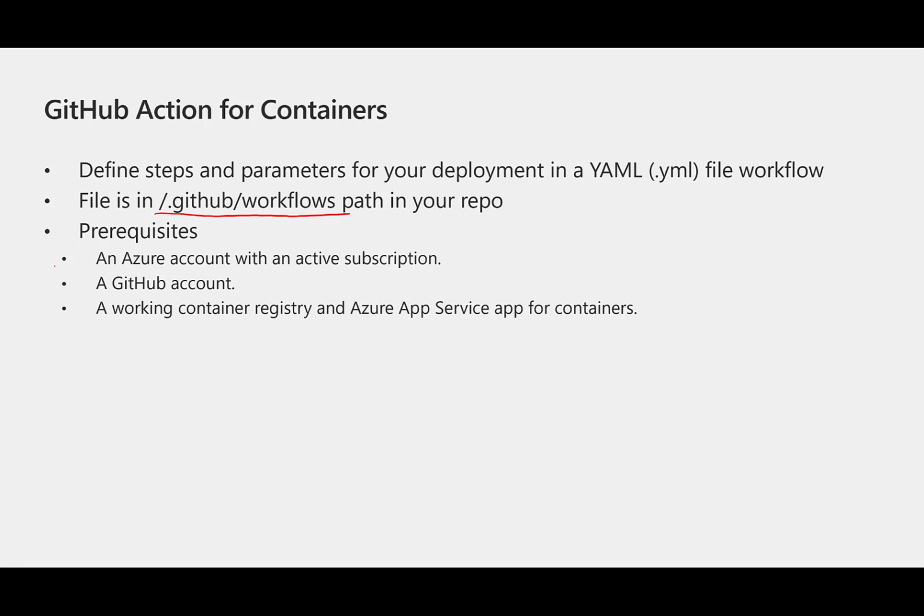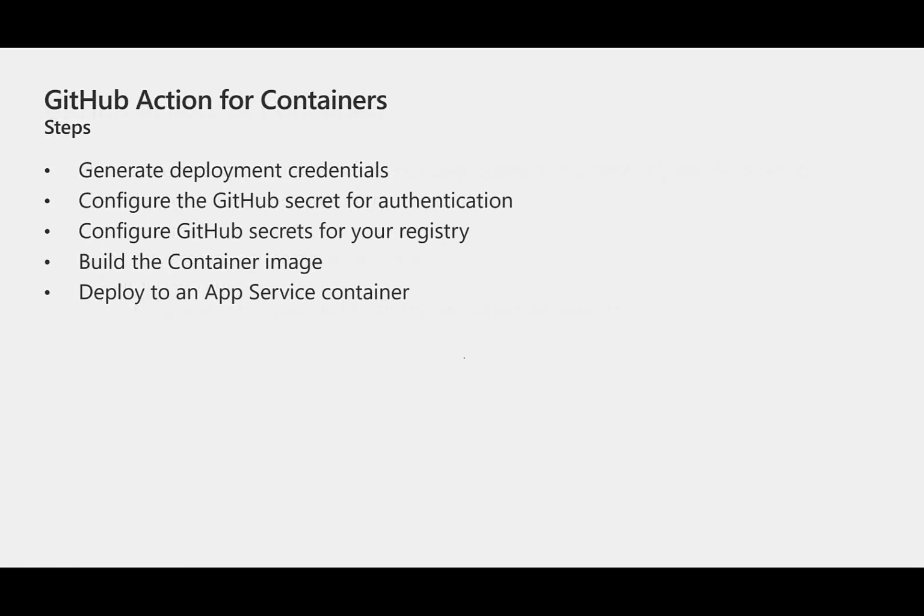You have to have your Azure subscription as a prerequisite. You have your GitHub account obviously, and you have to have a container registry. So you can have either ACR or you can make use of Docker Hub for your deployment, and you have to have your Azure App Service for containers, and then from there you can do the deployments. So here what you are going to do, first you need to generate your deployment credentials, then you are going to configure the GitHub secrets for authentication, you are going to configure GitHub secrets for your registry that you are going to use, and then you are going to build the container image and then deploy from that app service container.